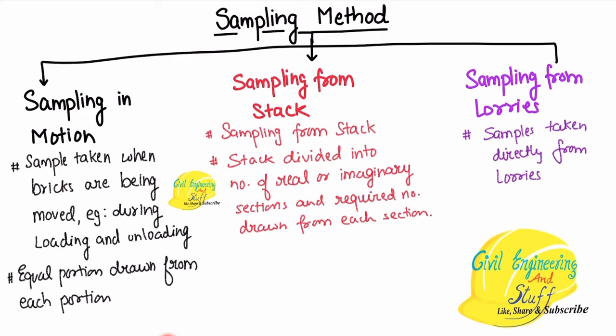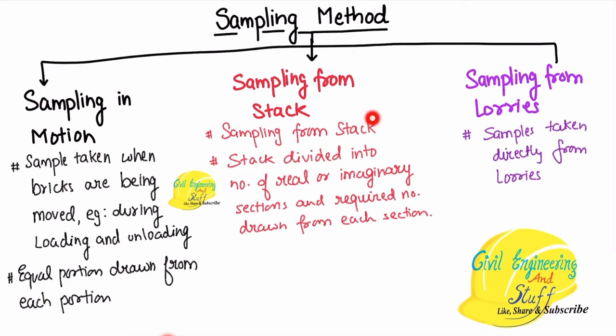for the requirement of samples to be tested to assess the quality of the bricks. As per IS code, we have three methods of sampling. The first one is sampling in motion. Sampling in motion is when we take samples while the bricks are being moved. That is, bricks are being loaded to be delivered to the construction site. So part of the samples are taken when the bricks are being loaded, and part of the samples are taken when the bricks are being unloaded at the construction site. When we take samples while the bricks are being moved, it is called sampling in motion.